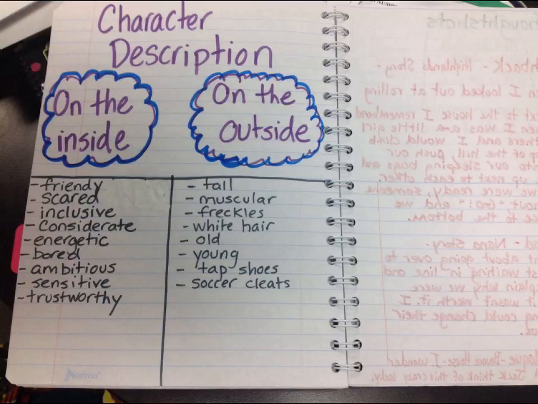This is the bonus challenge for tonight. Turn to the back of your book and create a page that says character description, just like mine. And then you can make a list of how the character might feel and their traits on the inside, and then what you might see from a character on the outside. So this is optional because it is a bonus challenge. You don't have to do it, but you may do it in the back of your notebook.